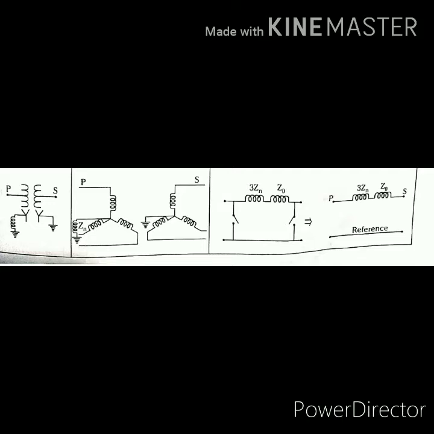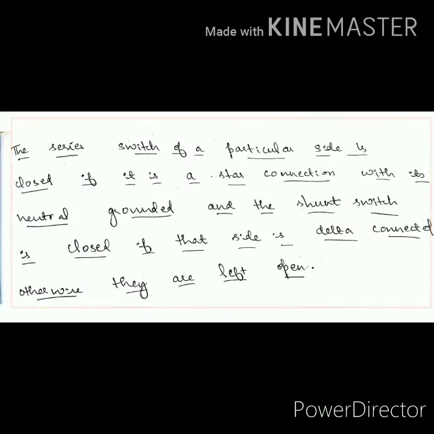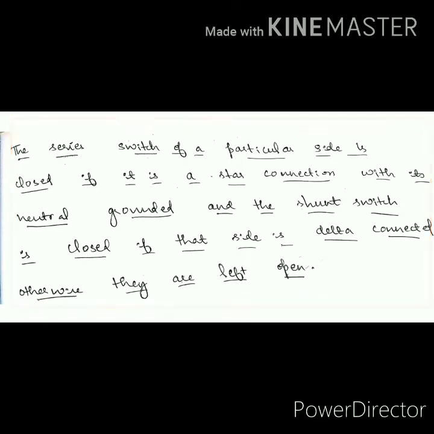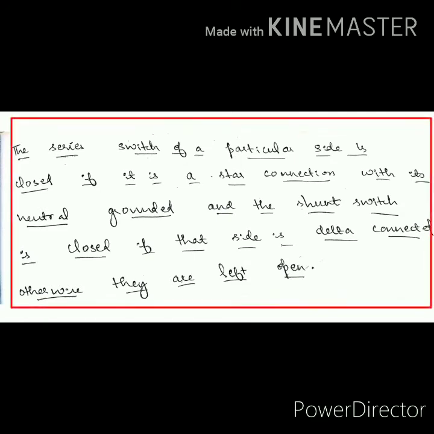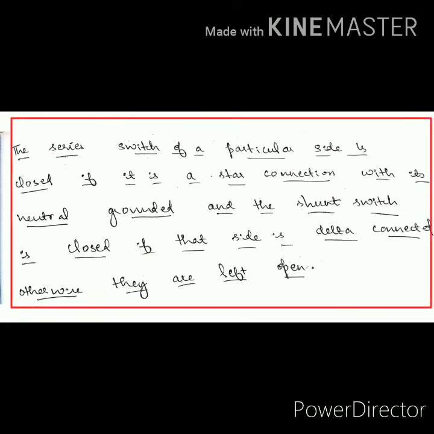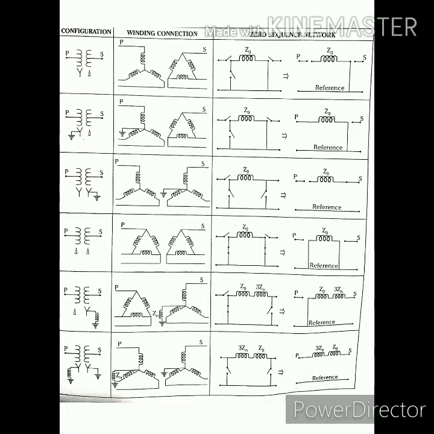On the secondary side, what happens? It is star which is solidly grounded. So the series switch has to be closed and the shunt switch has to be opened. So you have to note down this condition very importantly. That is, the series switch of a particular side is closed if it is a star connection with its neutral grounded, and the shunt switch is closed if that side is delta connected. Otherwise they are left open. This condition is very important and this table is also very important for the exam.